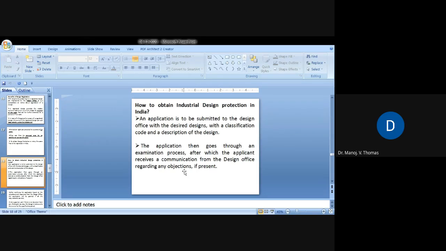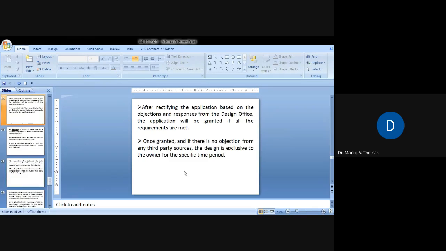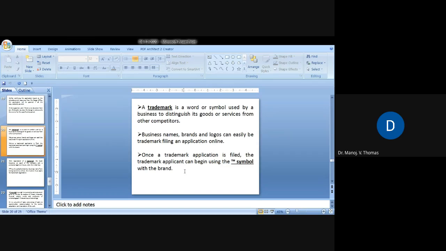That will go to the design office, and the design office or patent office will communicate it to the corresponding party. After rectifying the application based on the objections and responses from the design office, the application will be granted if all the requirements are met. Once granted, and if there is no objection from any third-party sources, the design becomes exclusive to the owner for the specific time period. As we mentioned, initially for 10 years, and after that an extension of another 5 years. So that was all about industrial design protection.